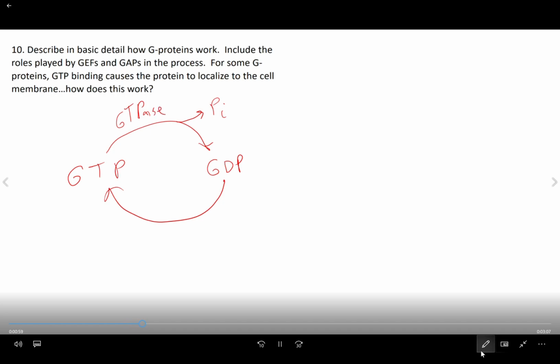On the back side, going from GDP to GTP, the GDP does not get physically transformed into GTP. This would require external energy input in order for that process to occur. Instead, G proteins undergo an exchange reaction. So the GDP leaves, and a new molecule of GTP comes in and binds. We'll see that soon. There's the GDP leaving. And here's the new GTP coming in. This is an exchange reaction here.